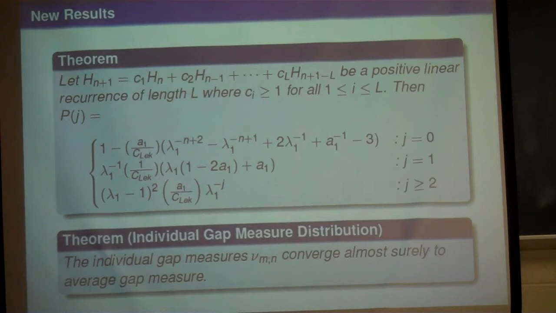Alright, so the new results that we have are for arbitrary recurrence relations. If you have a recurrence relation where all of the coefficients are at least 1, then the limiting probability measure is given by a formula in terms of the eigenvalues of the recurrence. Lambda_1 here is the largest eigenvalue associated to the recurrence relation. And it's also a theorem that the individual gap measures tend to converge over time.